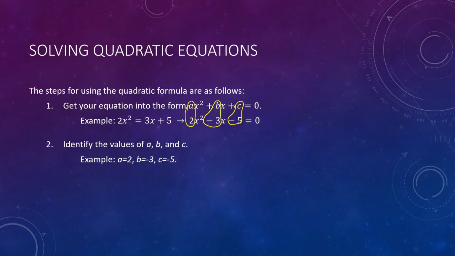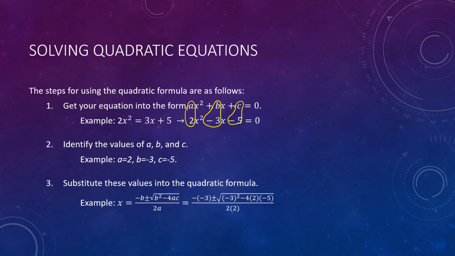Once you know your a, b, c's, you substitute them into the quadratic formula. This is a tedious process, but you just kind of have to pray to the calculator gods that you do it right. So this is what the equation looks like with our numbers plugged in. And hopefully if we solve it correctly using both a plus and a minus, you can then solve to get negative 1 and 2.5.